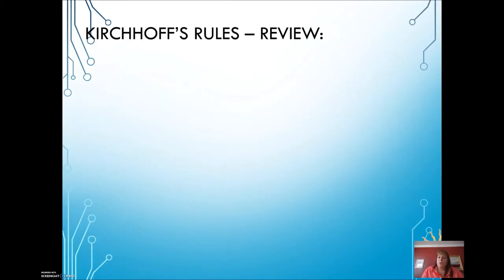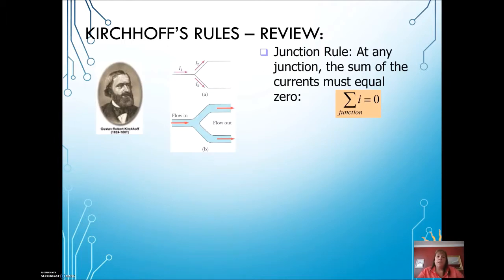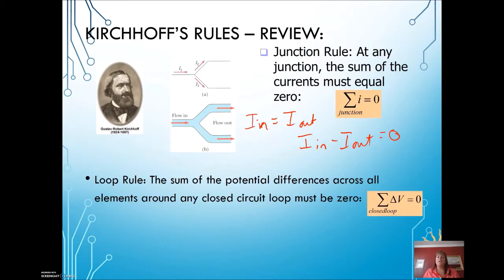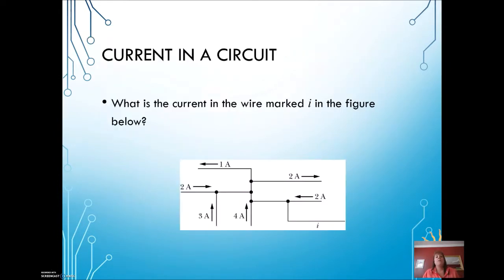So just as a little review, Kirchhoff's laws are the junction rule that says that whatever comes into a junction must come out of the junction. And of course, if we wrote current in has to equal current out, then we could also say that the current in minus the current out has to equal 0. So anything that comes in must go out. And with voltage, remember the loop rule or the loop law says that the sum of the potential difference across any closed loop is equal to 0.